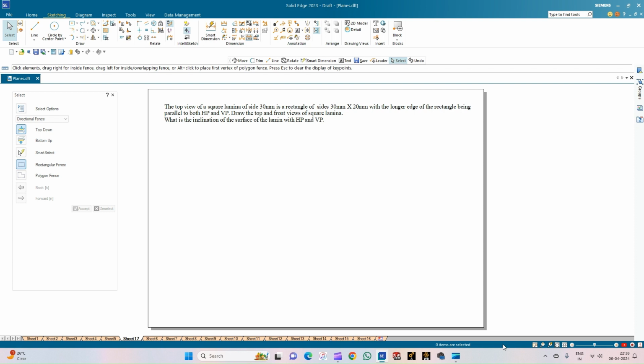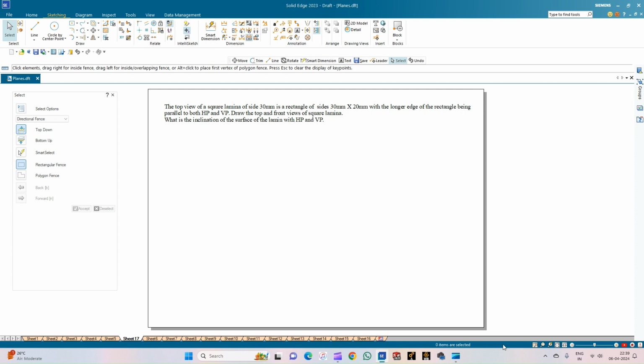So, looking at the problem statement, we can make a set of conclusions. That is, in the initial position, it is a square lamina of side 30 mm, and when it is inclined with the HP, it is going to appear as a rectangle of sides 30 mm cross 20 mm, with the longer edge of the rectangle being parallel to both HP and VP. So this data should be used for the inclination of this particular lamina in the third position. That is, the edge on which it is resting on HP in the initial condition, the same edge must be parallel to both the HP and VP.